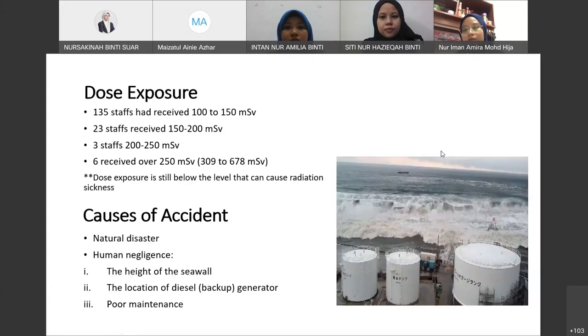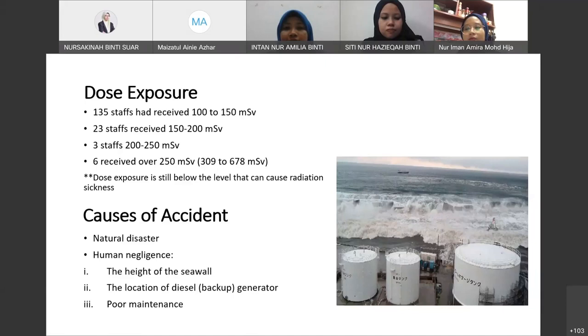For the location of the generator, every power plant station will have their own backup generator, so that in any case, if the main generator shuts down, the backup can do its work. This is also the same for the Fukushima Daiichi. However, they located their diesel generator on lower ground and also underground. That's why when the flood occurred, the generator could not work because it had already sunk in the flood.